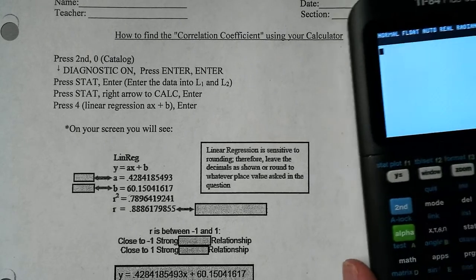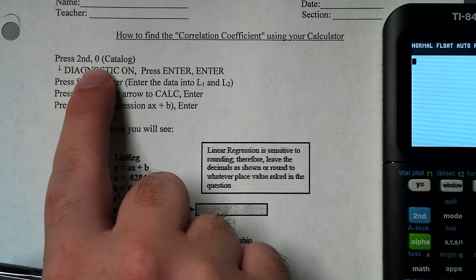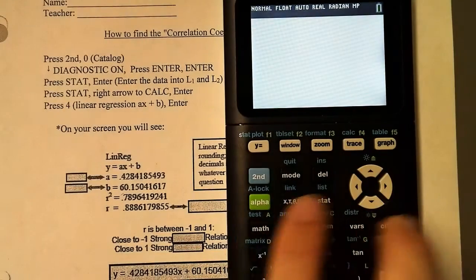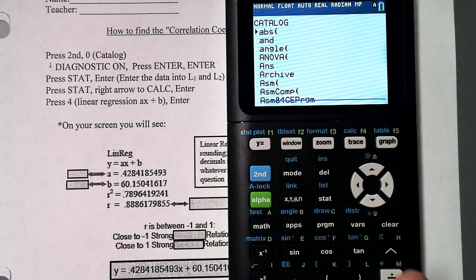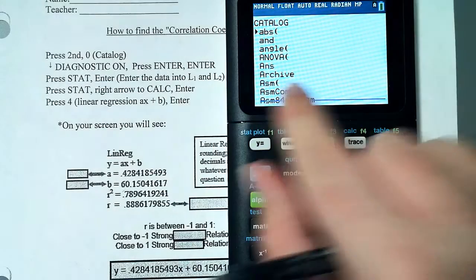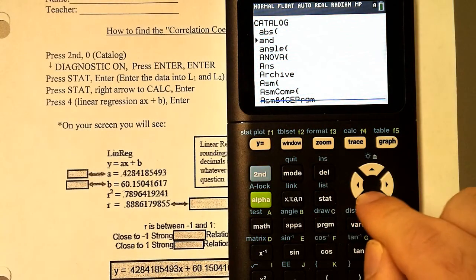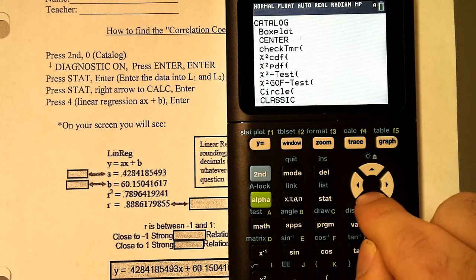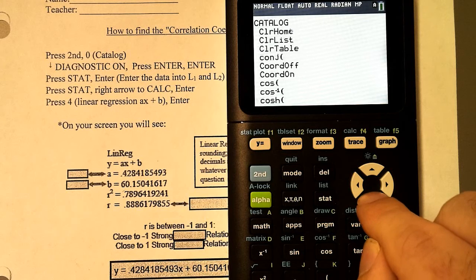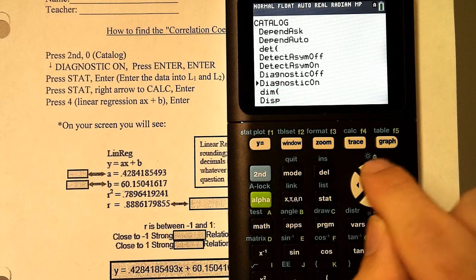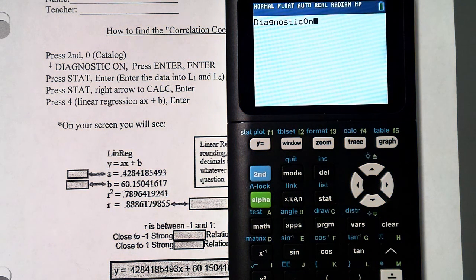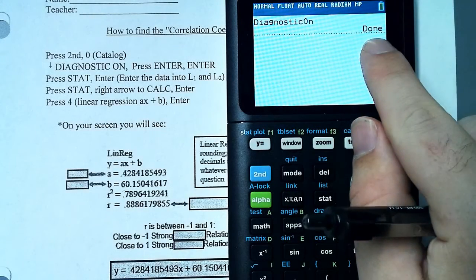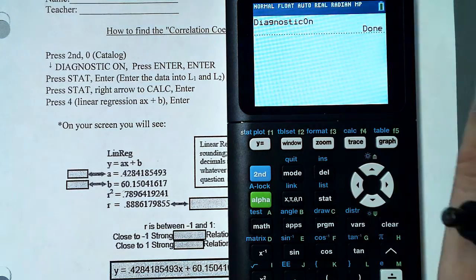Now, what we're going to do is just follow the directions here. Press second and 0, which is the catalog. So second and go down to 0. It opens up catalog. Scroll down until you see diagnostic on. So we're going to scroll down, keep going, almost there. Okay, it's diagnostic on. You're going to push enter. Push enter one more time. You have to see that the diagnostics have been turned on, or else you will not be able to get it.